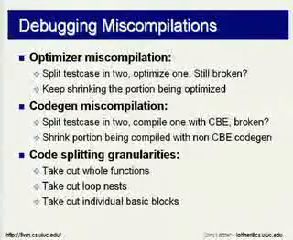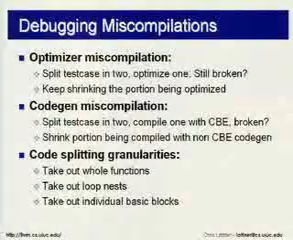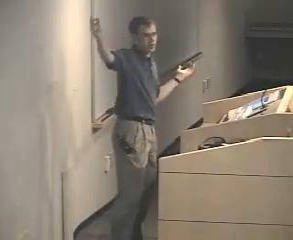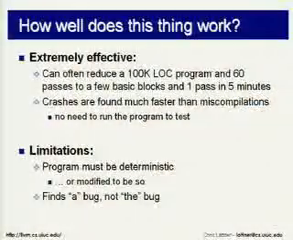Debugging miscompilations is the same kind of thing, right? If you have an optimizer that's doing something bad, you just split the program in half and optimize half of it. If you have a code generator that's misbehaving, you split it in half, run half of it through the C backend, half of it through the x86 backend, link them together, and reduce the amount that you're sending through the LLVM code generator. We can take out functions, we take out loopness, and we take out individual basic blocks. It's pretty simple stuff, but it's nice, and it works.